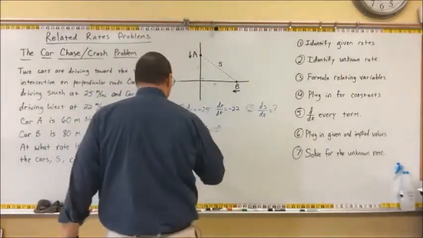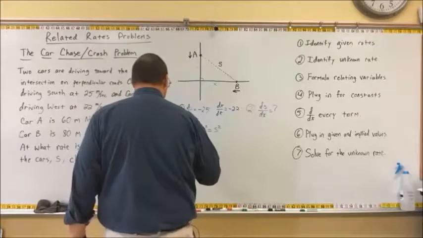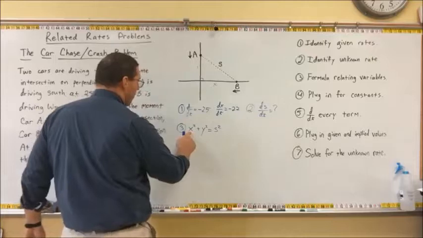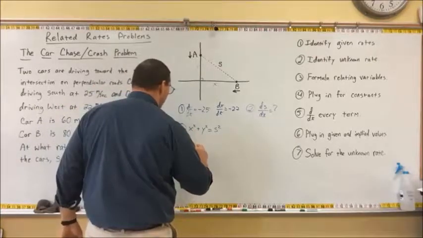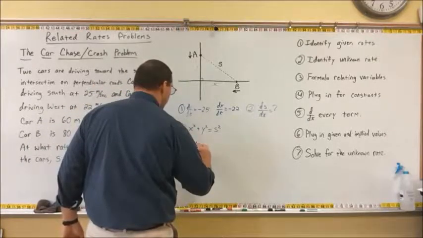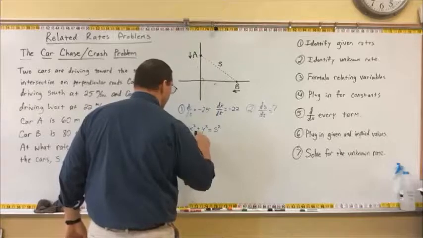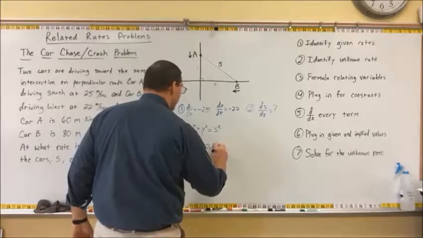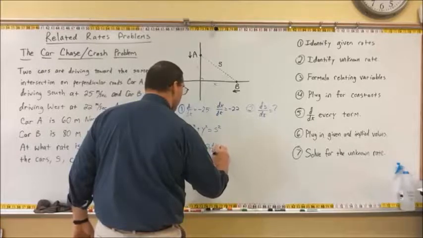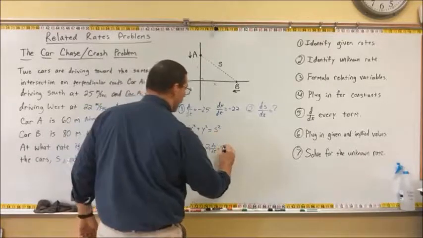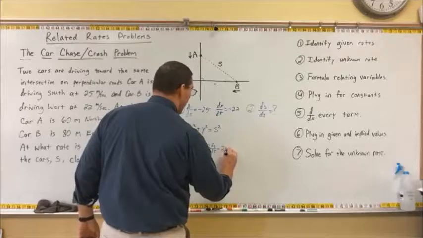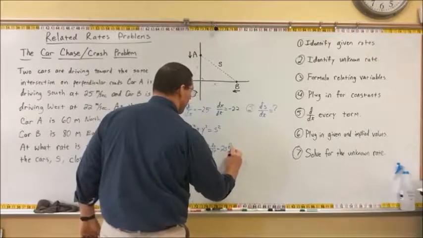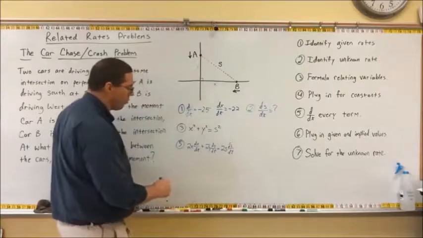Now let's go to step 5. Step 5 says to take the derivative of each term. The derivative of x squared is 2x dx/dt, plus 2y dy/dt, equals the derivative of s squared, which is 2s ds/dt. And now I want you to notice how many variables we have.